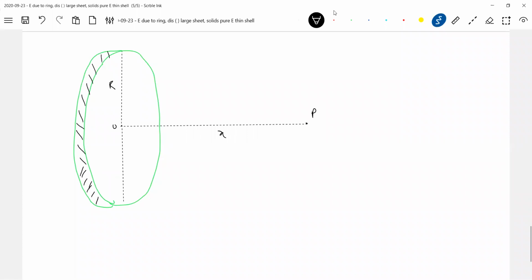What is the mass of the circular disk? Let it be m. So we'll define sigma. What is sigma? Mass by area, can you remember, area density?